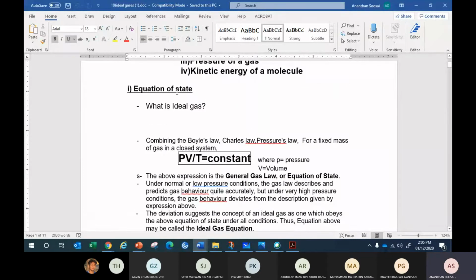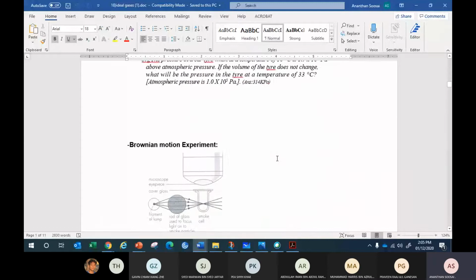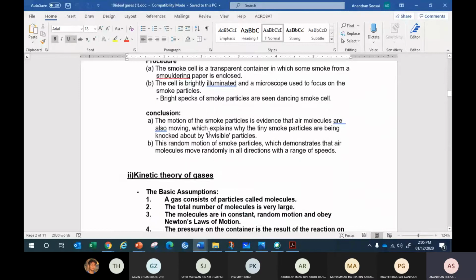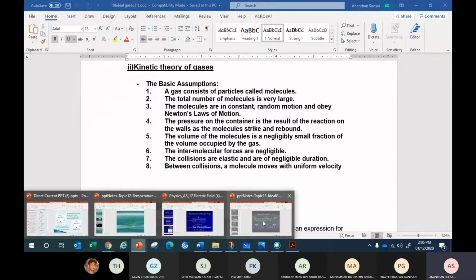First, what is meant by ideal gas? It's a type of gas that obeys gas laws at any pressure, volume, and temperature. So we did this up to here. Today's lesson is about Brownian motion, and we derive it. So let me go to the slide.